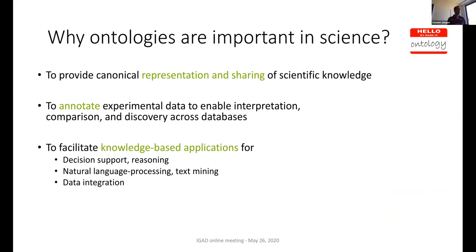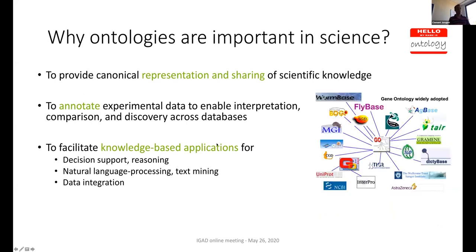Why ontologies are important in science. They've been mentioned several times already in the talks today. Controlled vocabularies, ontologies, semantic resources in general. They are representation of sharing of scientific knowledge. They are very important to annotate experimental data and enable interpretation, comparison, discovery across databases, things like that. I mean, we all know about, for example, the Gene Ontology success story and all of those databases using the Gene Ontology as a common denominator.